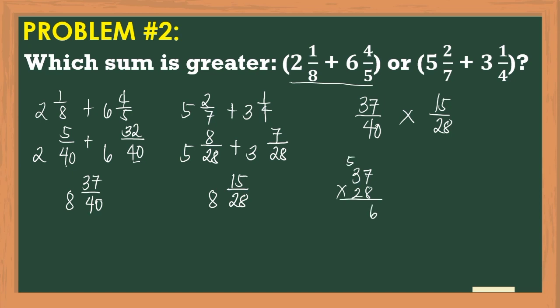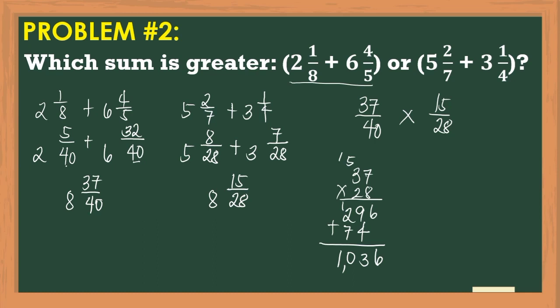Carry 5. 3 times 8, 24 plus 5, 29. 2 times 7, that is 14. Carry 1. 3 times 2, that is 6 plus 1, 7. And then we add. Bring down 6. 9 plus 4, that is 13. Carry 1. 2 plus 7, 9 plus 1, 10. So, 1,036. Kapag minultiply po natin ng 37 tsaka 28, ang sagot po is 1,036.